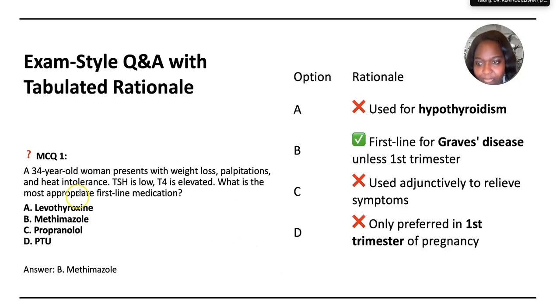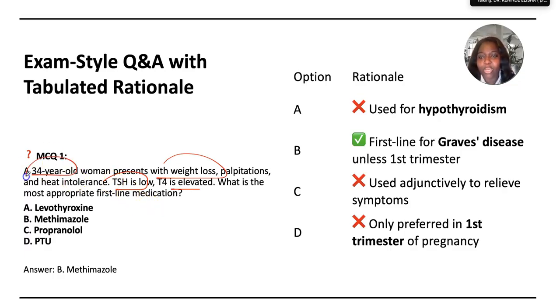So let's take a look at the first one. A 34-year-old woman presents with weight loss, palpitations, heat intolerance. TSH is low, T4 is elevated. What is the most appropriate first-line medication? A. Levothyroxine, B. Methimazole, C. Propranolol, D. PTU. So now, let's look at how to read this question.